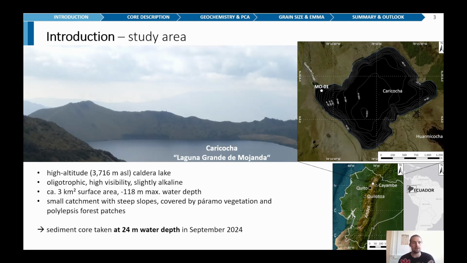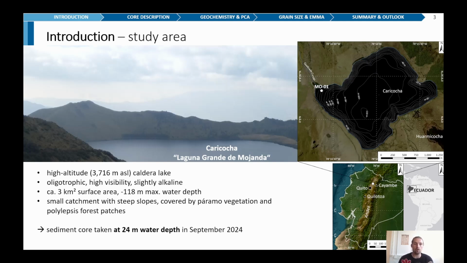The lake is located at 3,716 meters above sea level. It is oligotrophic, has a high visibility, and is slightly alkaline. And it has a surface area of around about 3 square kilometers and a maximum water depth of 118 meters. The catchment, as you can see on the picture, is characterized by steep slopes. It is a small catchment which is covered by paramo vegetation and some remains of polylepsis forest.